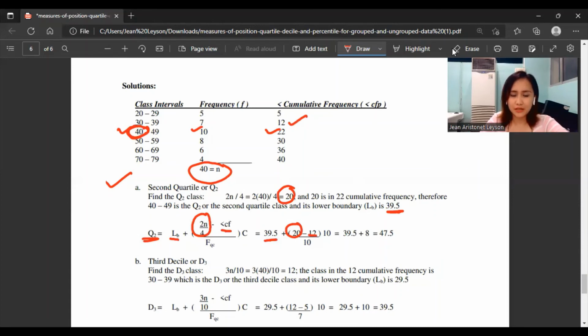Over 10, that's the frequency of the quartile class. Times 10, which is the class size, C. Okay, so simplifying, we have 47.5.